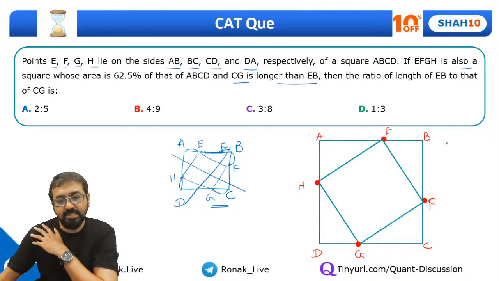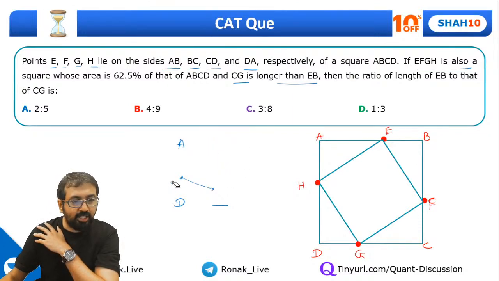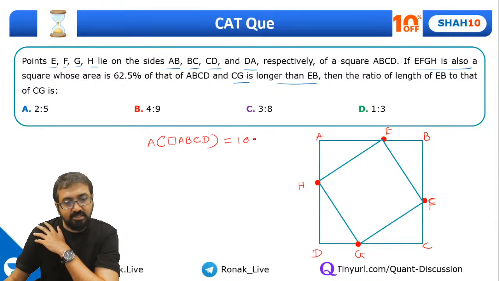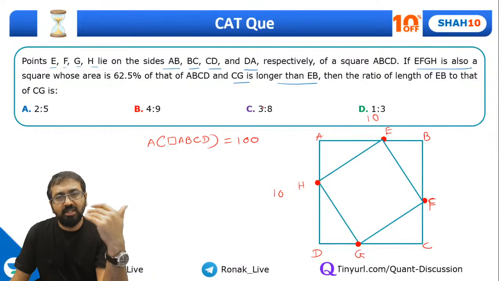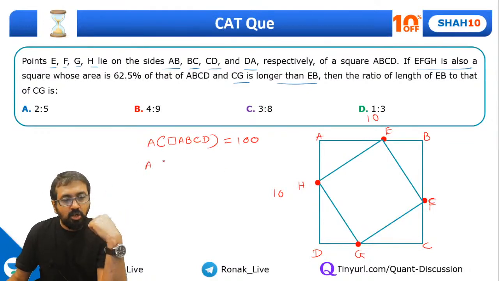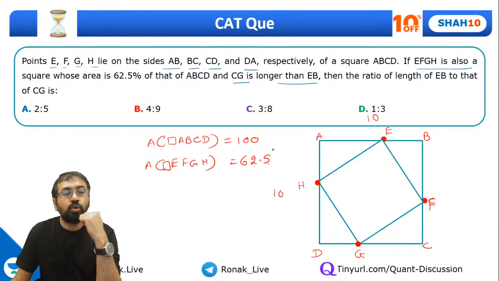So if the outer square ABCD has area 100, the area of the inner square will be 62.5. Let's assume the area of square ABCD is 100, because we are assuming the side as 10 and 10. See, the complete question has all the values in percentage and the answer options are also in ratio. There is no constant value, so we can assume the area is 100. So the area of quadrilateral EFGH will be 62.5, right? So this is what is known to us.